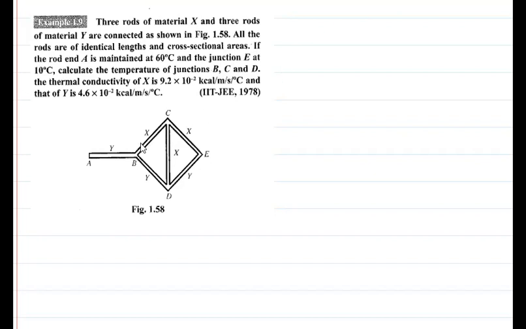Junction law says if X is equal, length is equal, and any heat current is passing through this, and the same heat current is passing through this, what will be the heat current in this? As simple as that, right? Yes. The net current in this junction CD will be zero. That is my concept, okay?